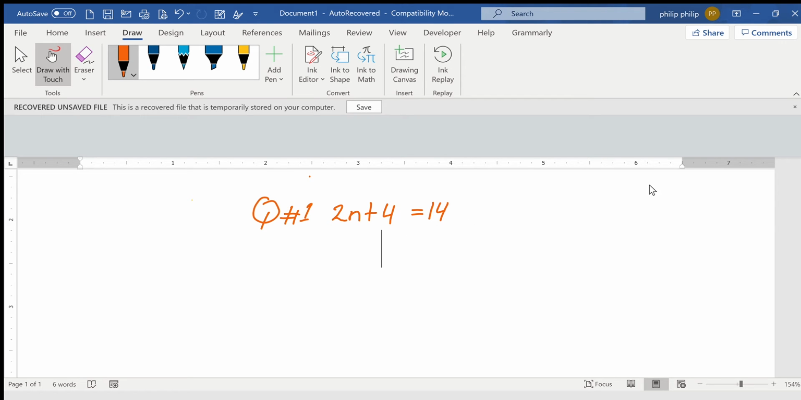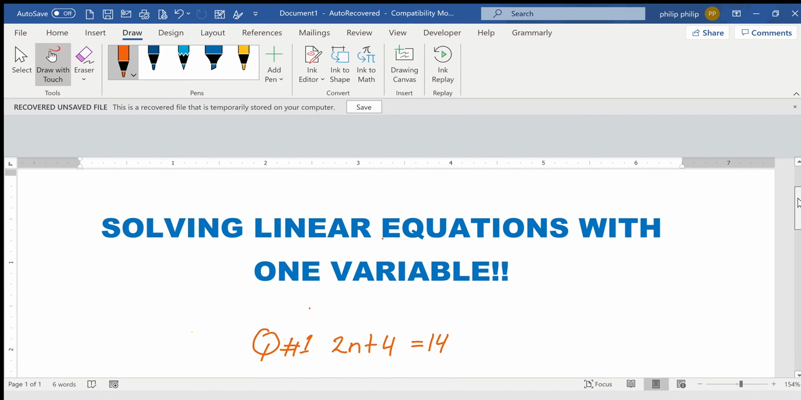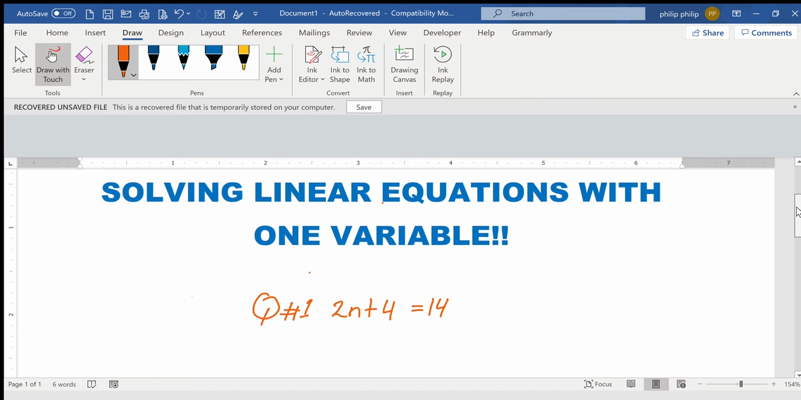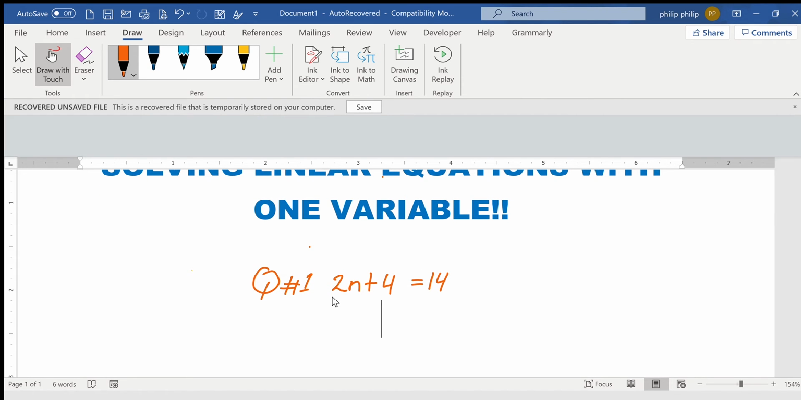Hey guys, today I'm gonna show you how to solve linear equations with one variable. I'm gonna show you 4 examples, and I believe it's gonna better clear your understanding of how to solve linear equations with one variable. Let's go to the first question we have here.